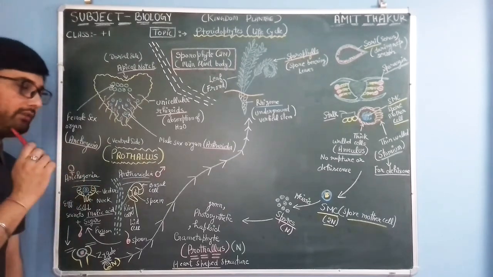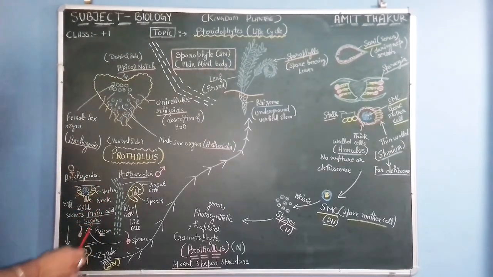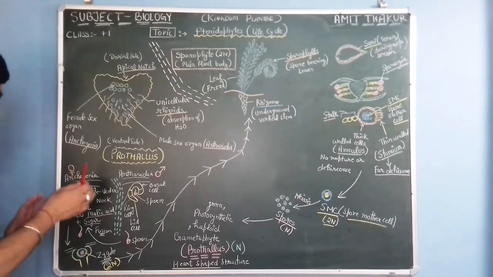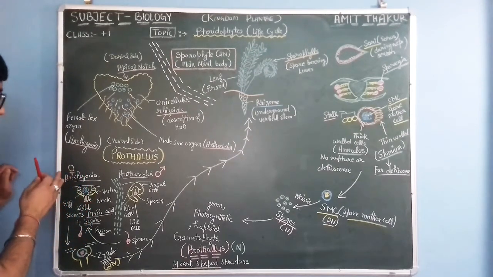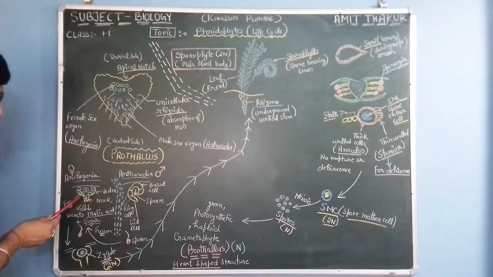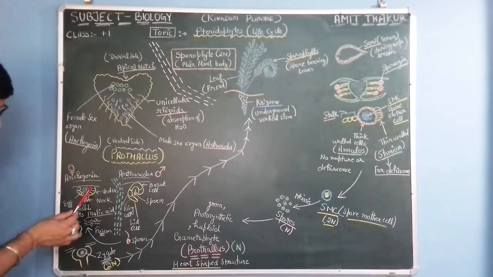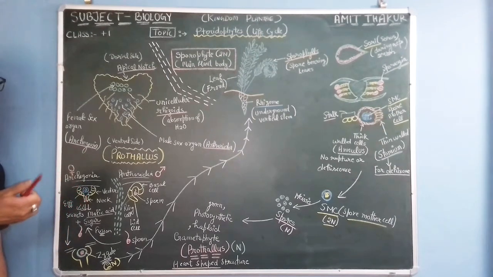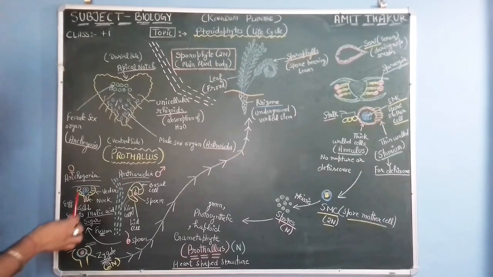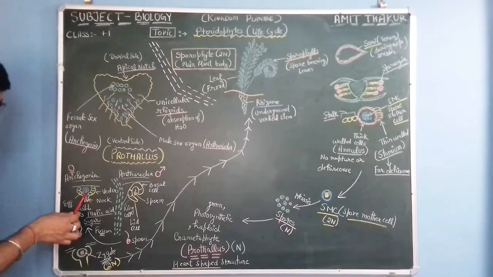Okay, so here you can see I have differentiated the structures of archegonium and antheridium. Here you can see the archegonium, the female sex organ. This is the venter. The venter is a protective pouch where the embryo is developed. This is the venter, a protective cellular layer, and this is the neck. And inside this, the egg is formed or developed.